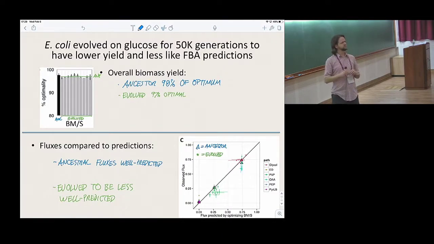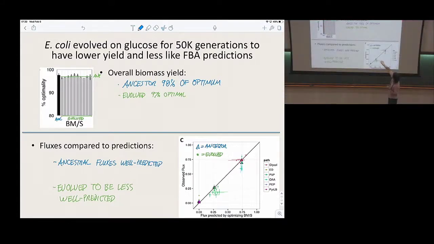So surprisingly, we didn't actually see a rate yield trade-off of any substantial amount. But as said, the fluxes are not quite what you'd expect. So the ancestral fluxes compared to optimality are in the triangles, and I'd have to say, that's pretty damn good. That such a big model with so many assumptions does that well. I'd say that's pretty good.